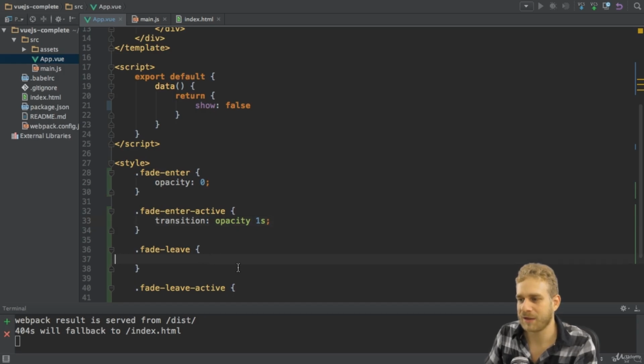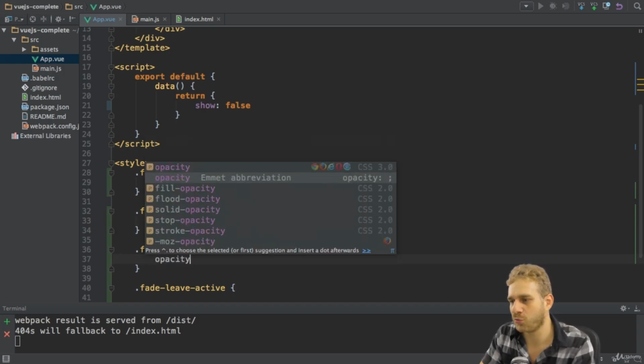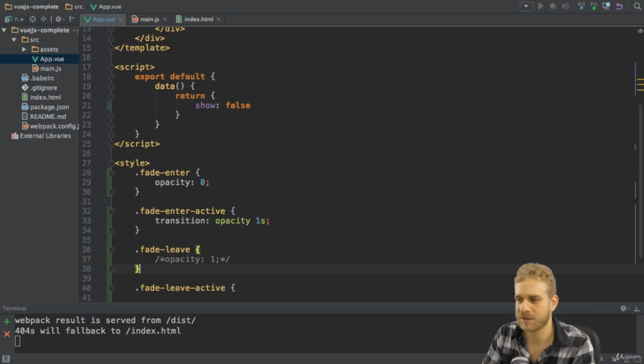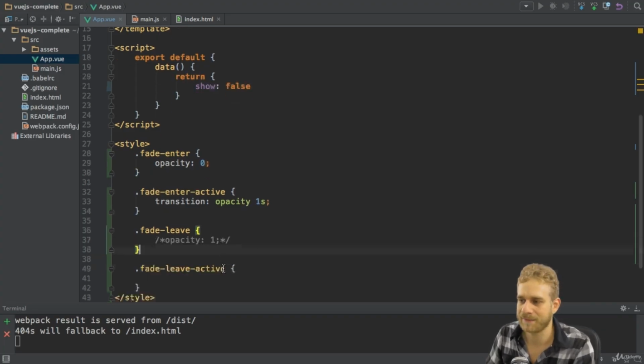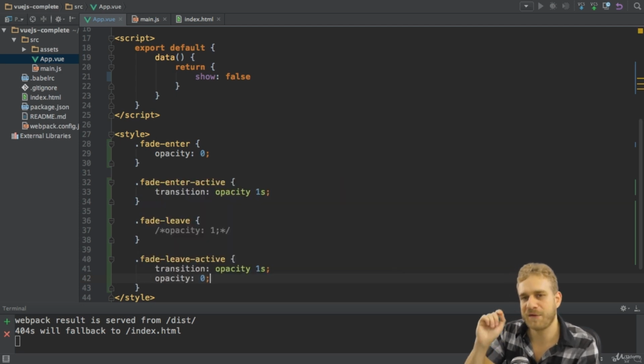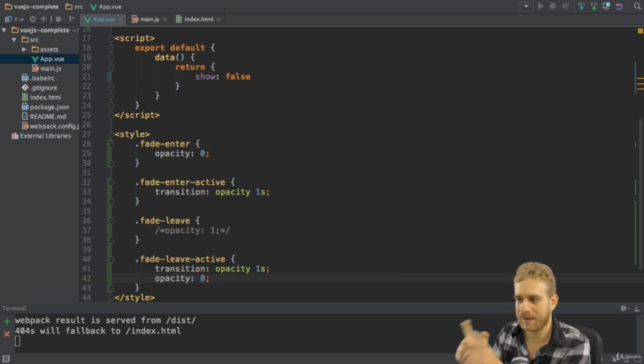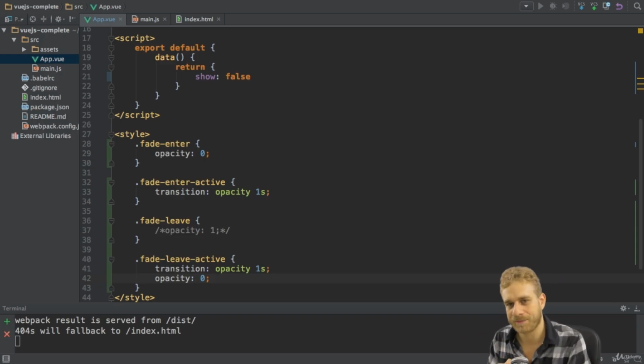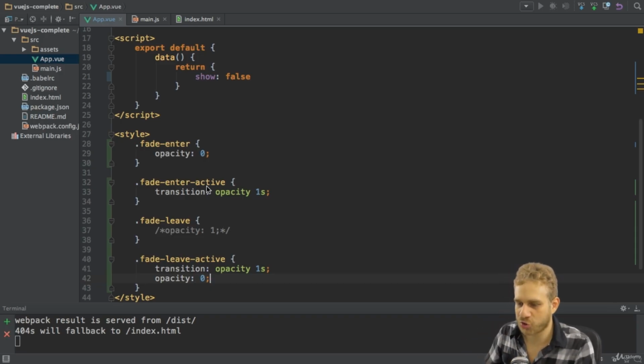Well, and for leaving, here we could set opacity to 1, though that is the default already. So I'm going to comment it out, we don't need to set it. For fade leave active though, we again should set up the transition. And now here it is important that we also set up the opacity of 0. Remember, the default already is 1. So by setting up both the transition and the opacity of 0, we tell it, yeah, please animate whenever the opacity changes. Oh, and look, here it changes to 0. This is how we can control this.